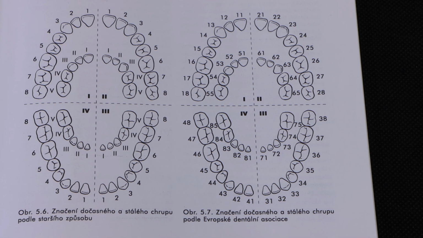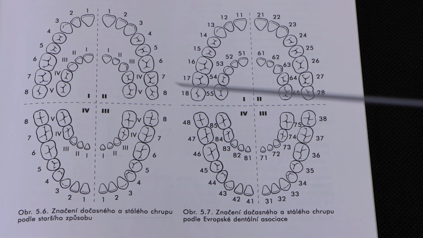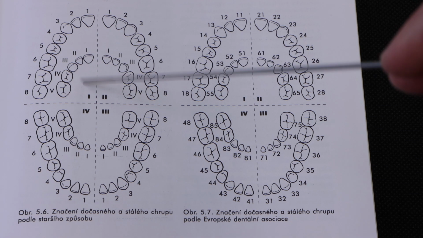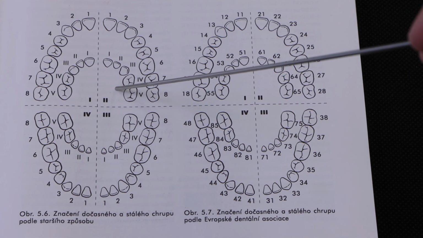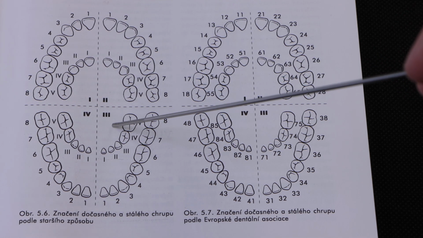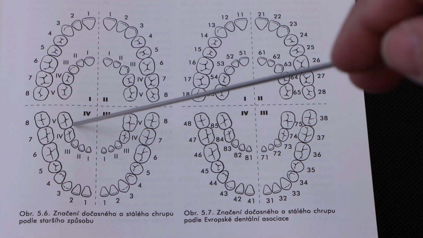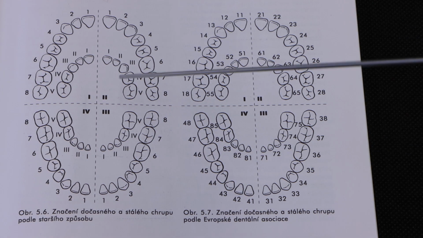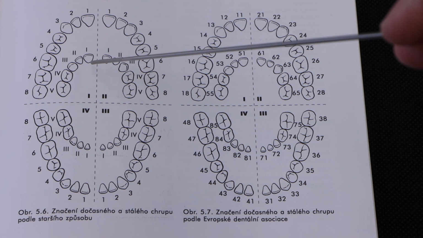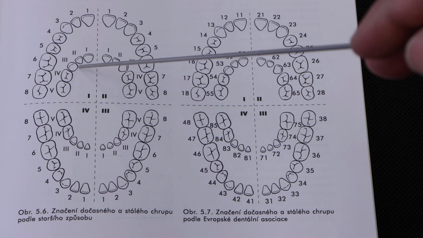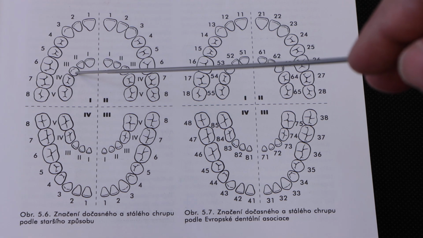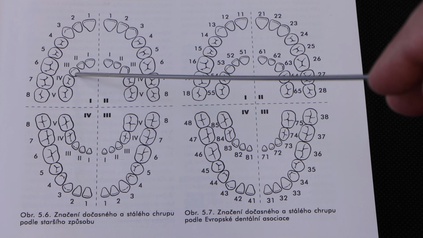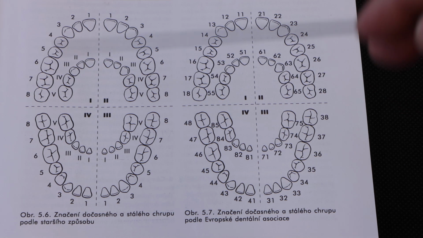For the deciduous teeth, we use quadrants starting from 5. The upper right side is 5, the upper left side is 6, the lower left side is 7, and the lower right side is 8. So if I want to write the upper canine on the right side, the deciduous tooth, I have to mention tooth number 53.